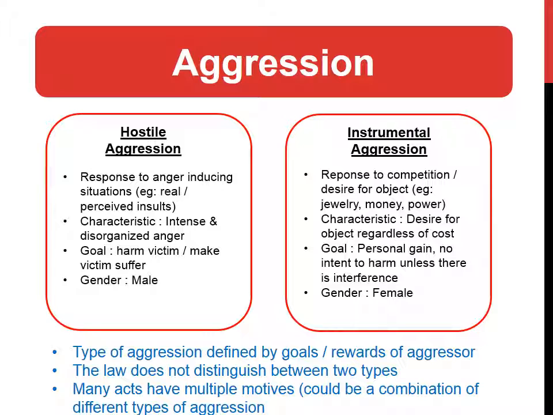Most of the time, both types of aggression do not occur in isolation, as most acts of aggression usually have multiple motives and therefore have a combination of both types of aggression. The law specifically does not distinguish between these two types of aggression, but instead, when it comes to punishment, it usually looks at the end result of the aggression and how much hurt has actually occurred.